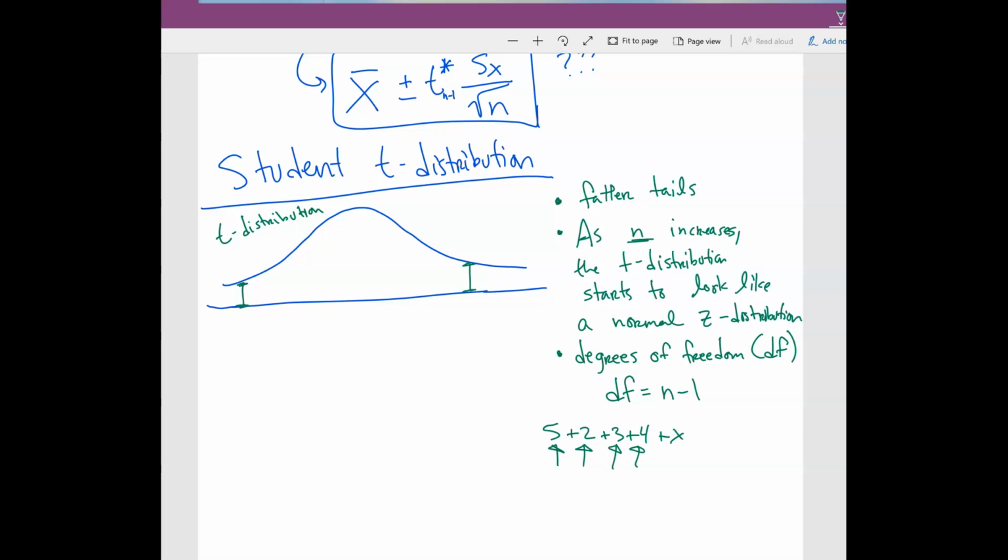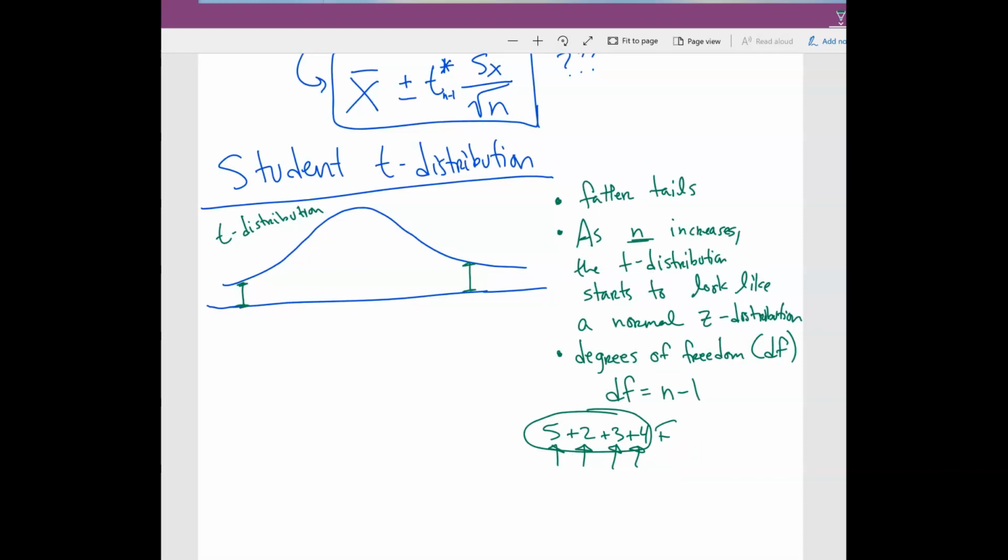Say you have 5 plus 2 plus 3 plus 4 plus x. I can choose whatever number I want for these. However, if I want the mean to be equal to 50, well, x is already decided, because it's really easy to figure out what x is given these numbers. I can change these numbers into whatever I want, but this last number is always going to be decided because we already know the other ones. So then you have n minus 1 degrees of freedom. Honestly, if you didn't understand that, it's okay.